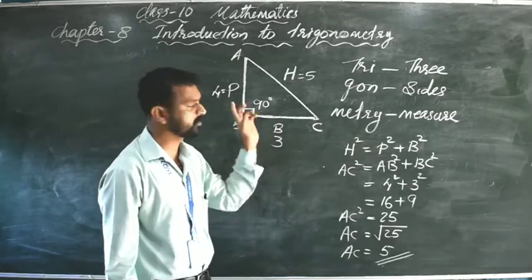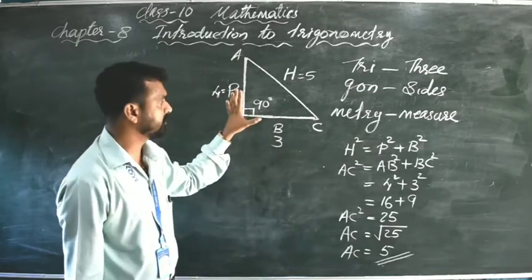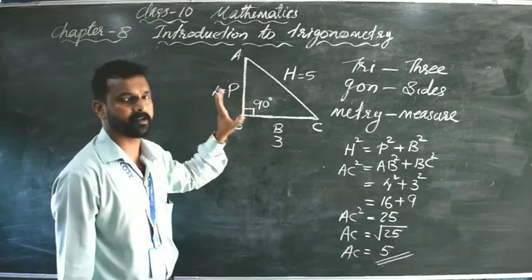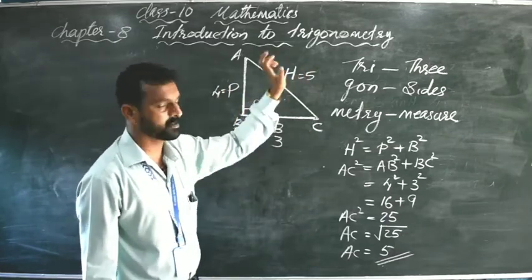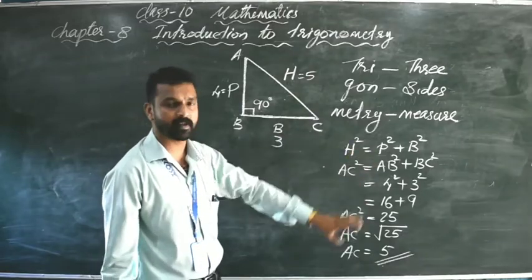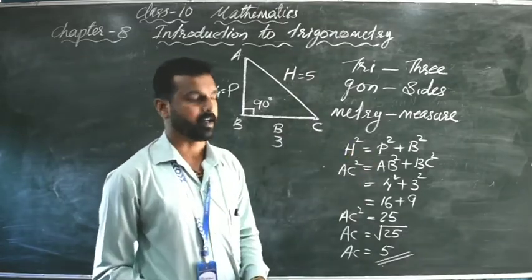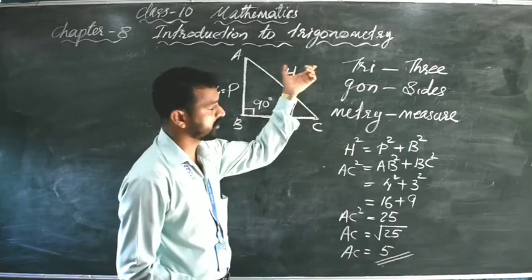So earlier we were using that one. Just remember this: hypotenuse, perpendicular, and base. That much only. Before starting these trigonometric ratios, we have to remember this, so I told you that. Okay, now let's start these trigonometric ratios.